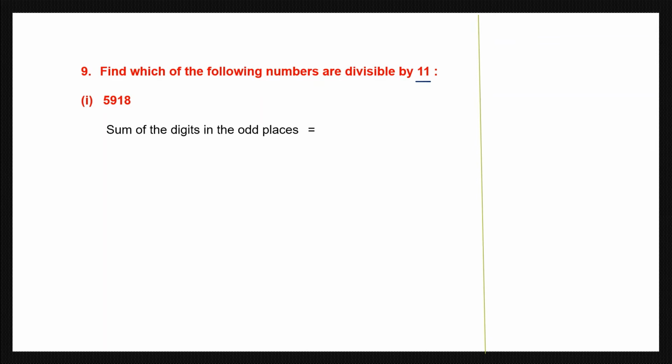And odd digits from the right to the left. That means this is in the first place. Now we have to see the third place. So 8 plus 9 is 17. So first step is sum of digits in the odd places. Then sum of digits in the even places. That means from the right, this is the second place, fourth place. Those are the even ones, 2 and 4. So in the second place we have 1. In the fourth place we have 5. 1 plus 5 is 6.